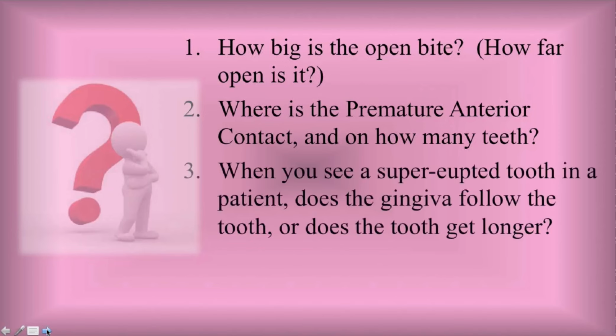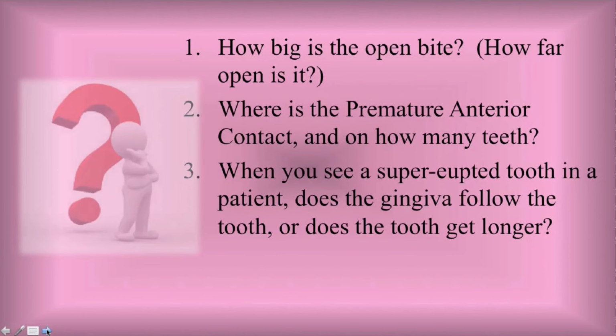Third question is, when you see a super-erupted tooth in a patient, does the gingiva follow the tooth, or does the tooth ever get longer? Right? That's a kind of a significant question. When you see a super-erupted tooth in a patient that's not in Invisalign, does the gingiva follow the tooth, or does the tooth get longer? And you've seen it both ways, haven't you? You've seen super-erupted teeth that have 3-4 millimeters of exposed root that's not covered with the gingiva anymore on account of how it's super-erupted.